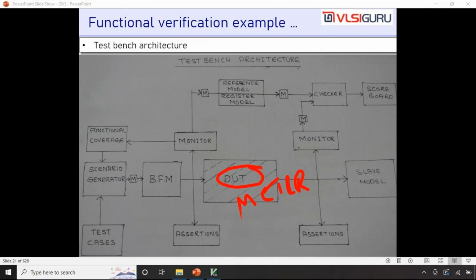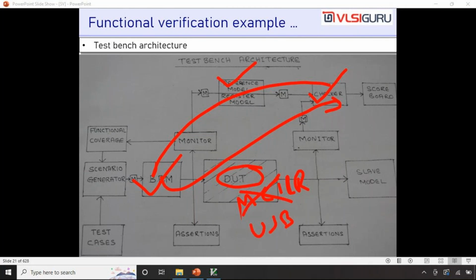If I change it to memory controller, the BFM doesn't go here, the checker doesn't come here. BFM will continue to be here, checker continues to be there, and reference model continues to be there. Let's say I remove memory controller and keep USB. Do you think the scoreboard will come here? No. This structure remains the same. So you see, even when you change the designs, my test bench structure doesn't change. A lot of things remain the same.